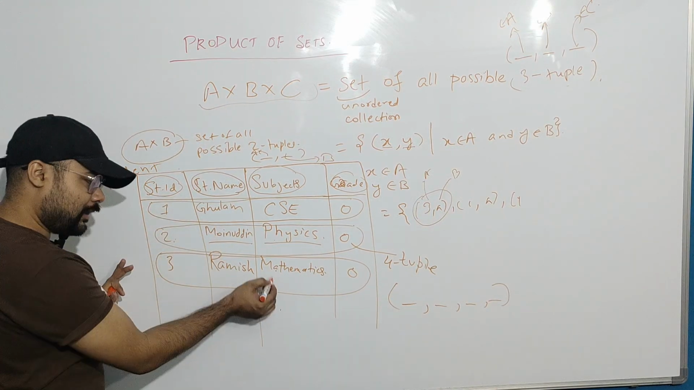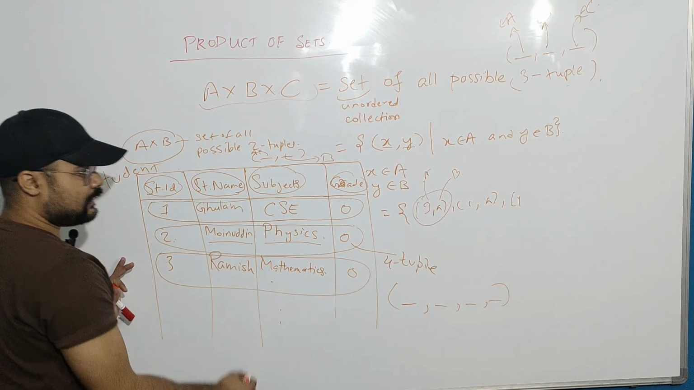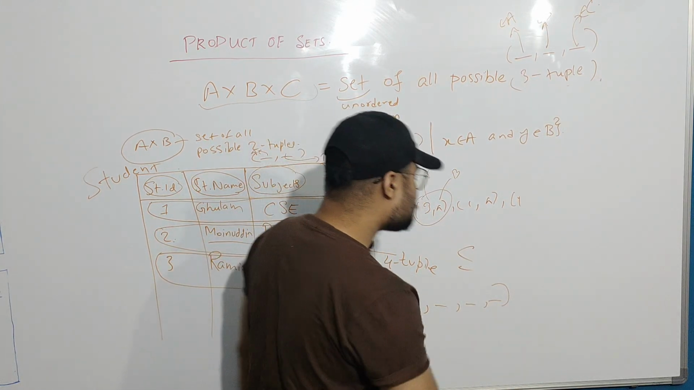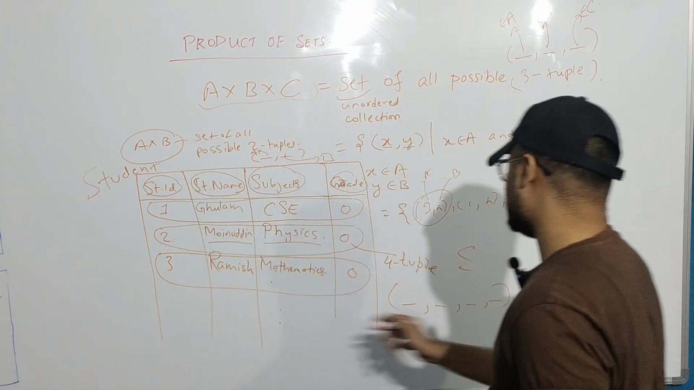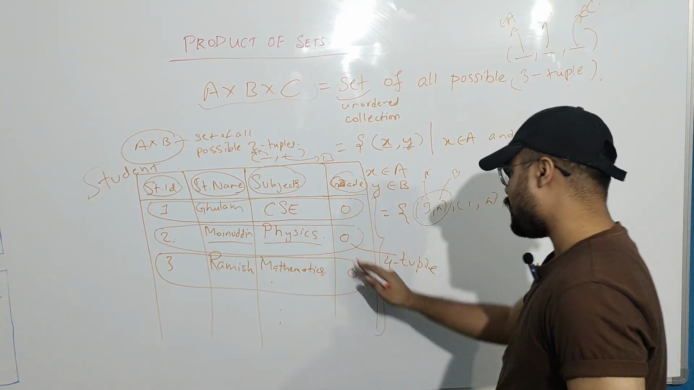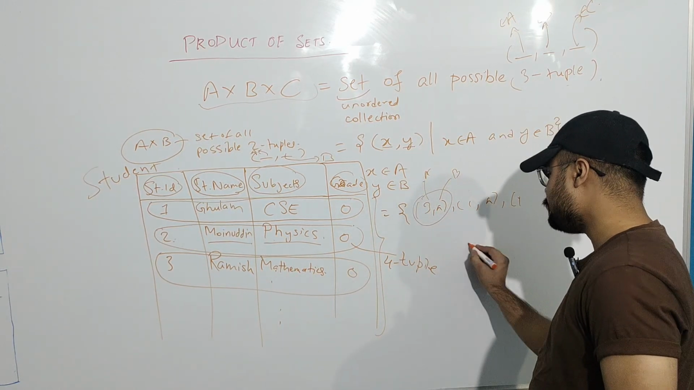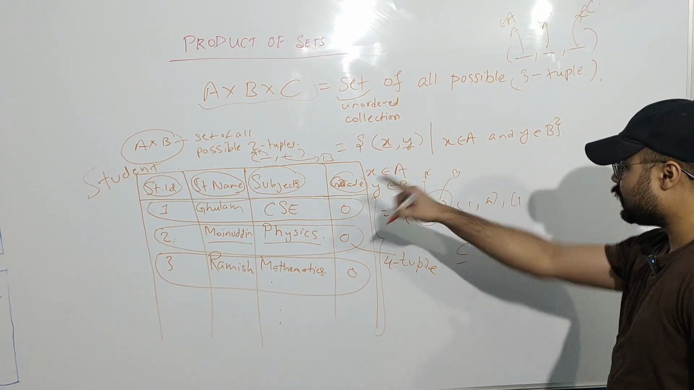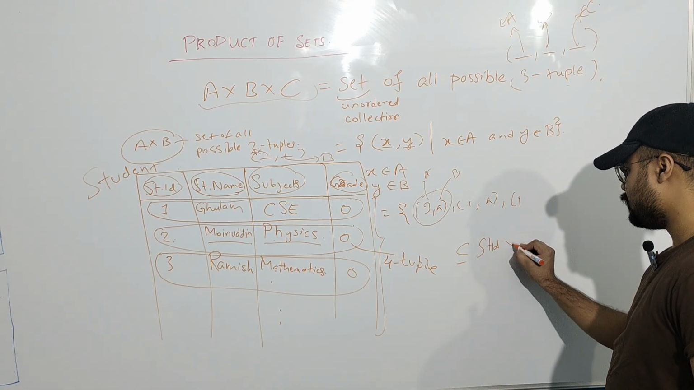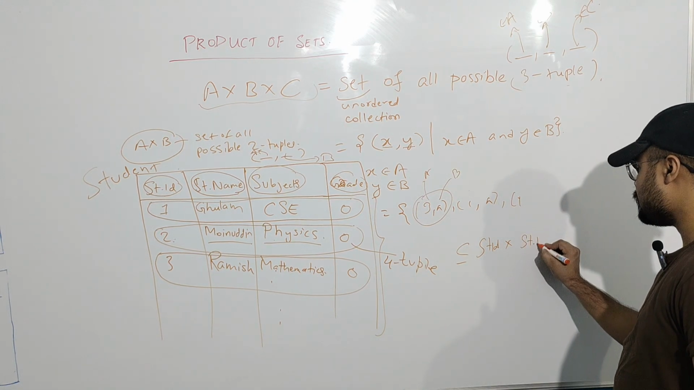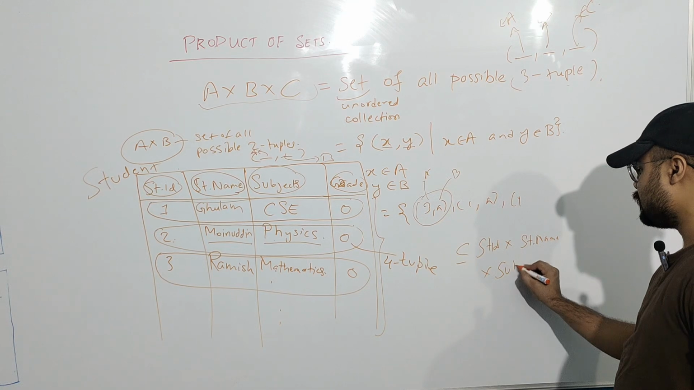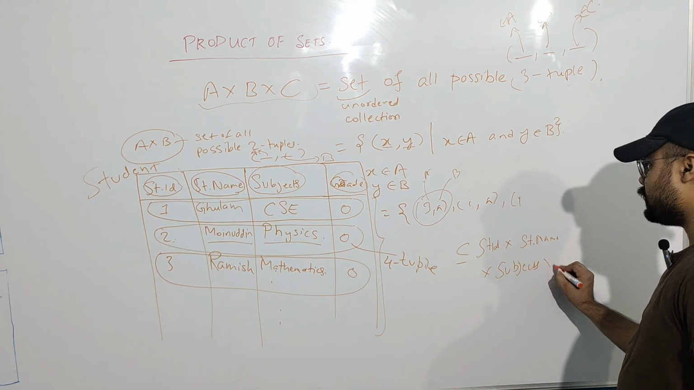The content of your table is going to be a subset of the cross product of each of these sets. Means all of these elements are tuples, and they are a subset of the cross product of these sets: student ID set cross student name set, cross product with subjects, cross product with grade.